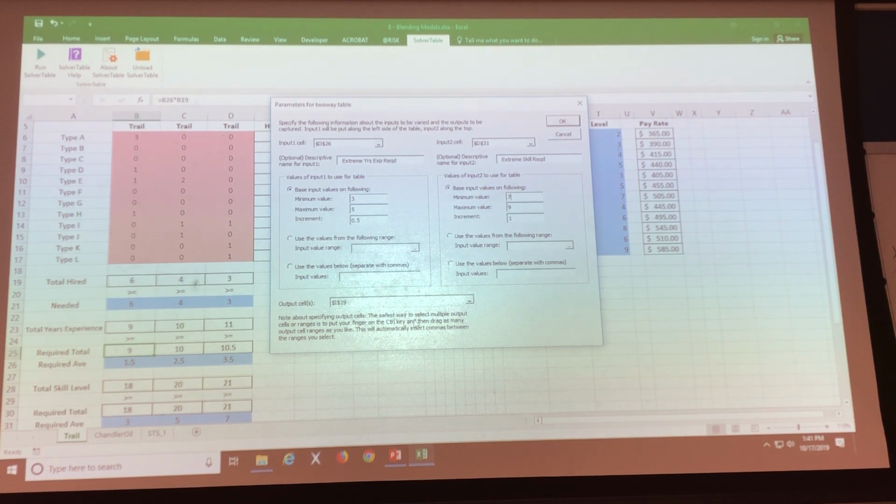Let me look at it. I think I got it now. Okay, I was going to say, let me look at it after.